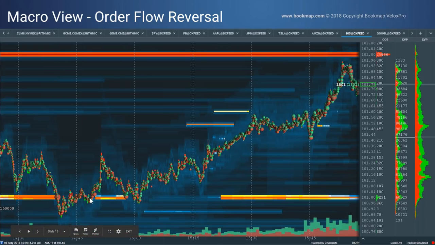We rotate back up and test the high. So it's not so strong. Buyers met sellers right here. This move to the downside is not so strong. There's no follow through. And we come back down, and again these guys are willing to buy yet again. They're back in the book at the same price level at 101. And they transact. Look at the selling now. It does trade through that area, but not much, and there's not a lot of sellers.